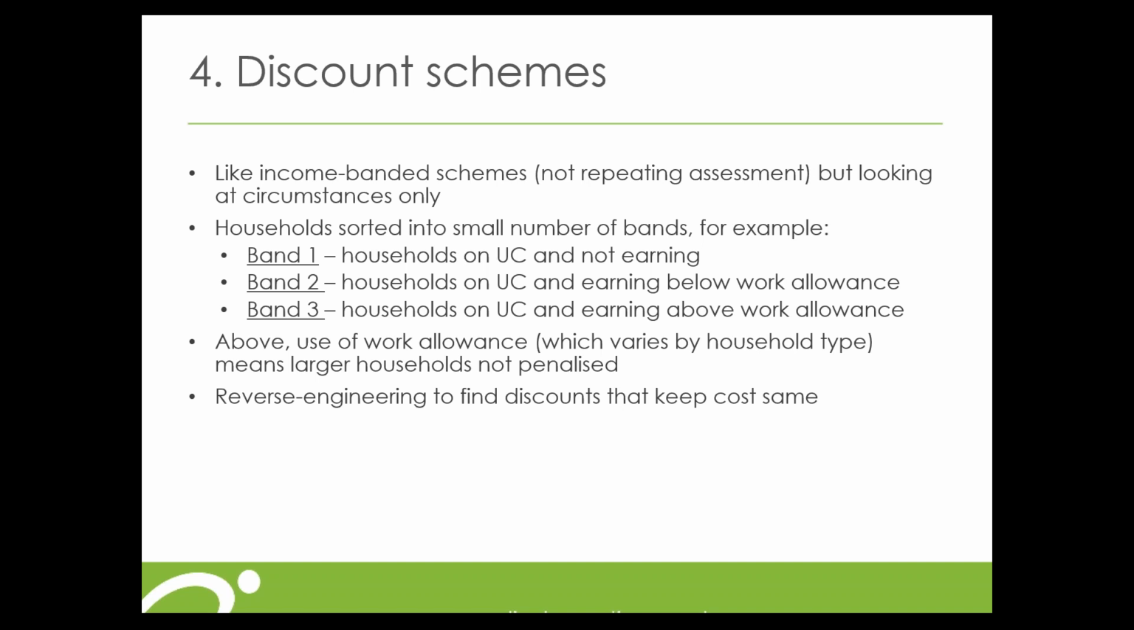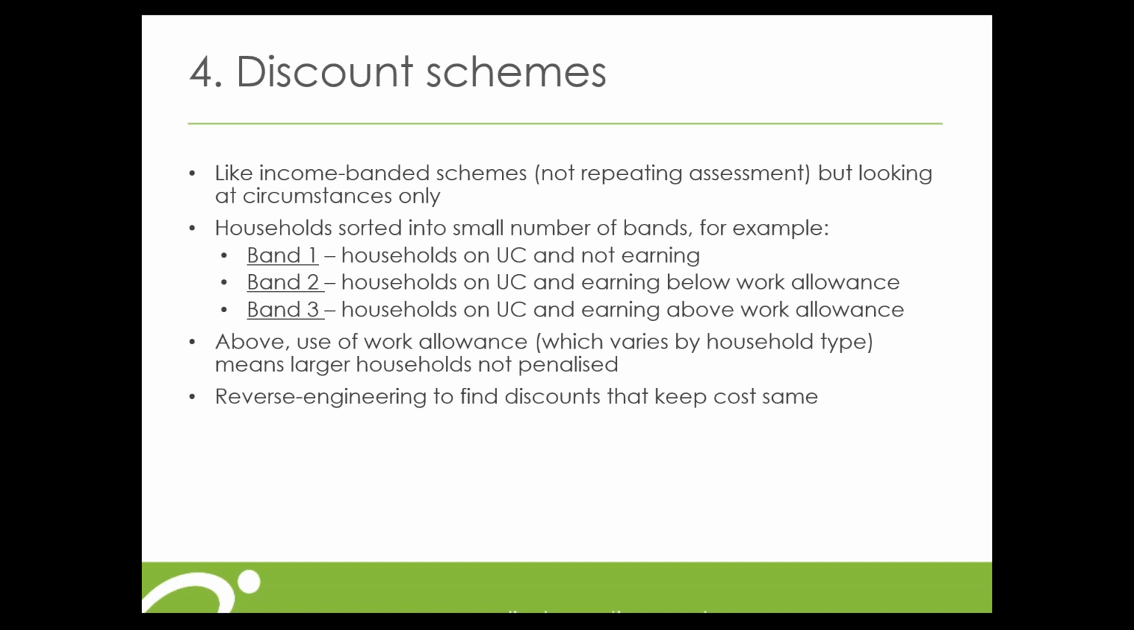Okay, so I'm just going to talk a little bit about a scheme that we did like this recently, for a London borough. We determined 3 different bands, and we sorted households into these bands based on their circumstances. The first band, a higher support band, would be for households receiving universal credit and not earning, possibly the most vulnerable group. They would automatically get sorted into that.